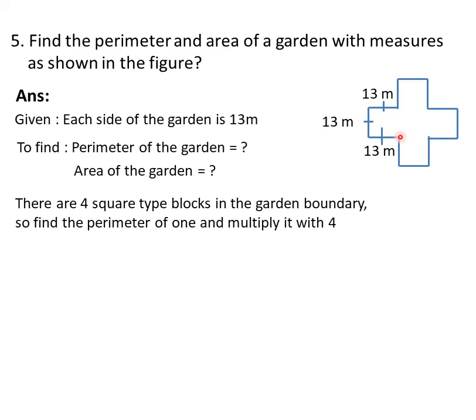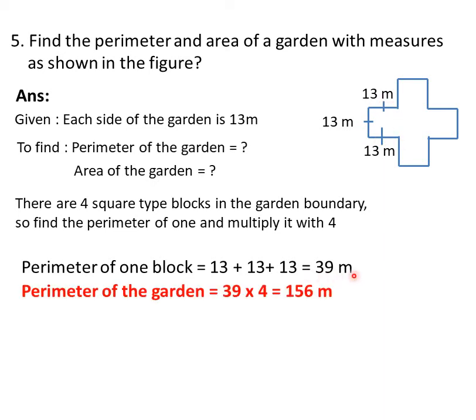ठीक है, लेकिन जब हमें पेरीमीटर फाइंड आउट करना है हमें सिर्फ बाउंड्री कंसिडर करना है, हमें इंटरनल ये कोई भी बाउंड्री नहीं है तो हमें वो कंसिडर नहीं करना है. सो व्हाट विल आई डू, आई विल फाइंड द पेरीमीटर ऑफ वन ब्लॉक, एंड यहाँ पे कितने ब्लॉक्स है, 1 2 3 4 बाउंड्री के लिए, तो मैं 4 से मल्टीप्लाई कर दूँगी. सो पेरीमीटर ऑफ वन ब्लॉक इज़ 13 + 13, यानी ये 13 13 और 13, क्योंकि ये 3 साइड्स ही दिए गए हैं एक ब्लॉक के लिए, फोर्थ साइड नहीं है. ठीक है, सो वन ब्लॉक का 39 मीटर्स है.